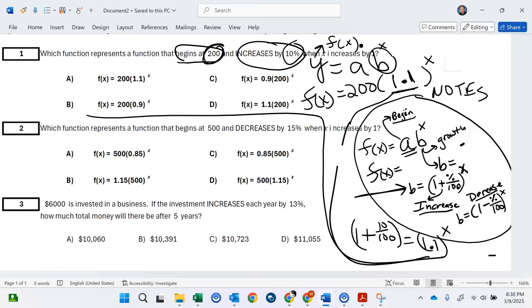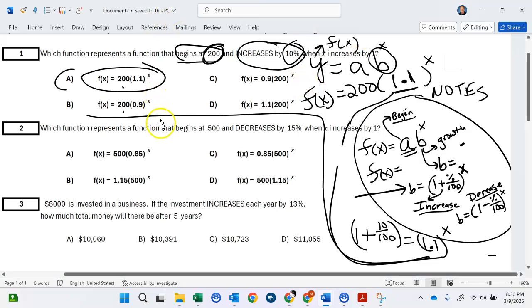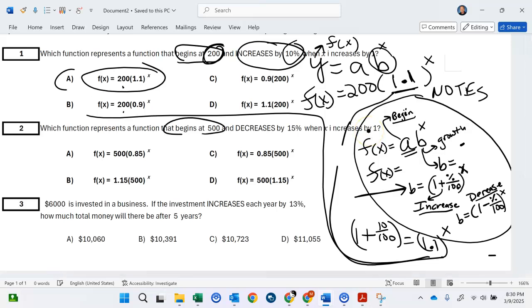So then we look for this one in the answer choices. First of all, 200, yes. And it's got 1.1, so that means the answer choice is A. That would be the function. The next one, number 2, begins at 500, so we're going to need f of x equals 500 times this to the power of x. So it's got to have 500 here. Yes, no, yes, maybe.